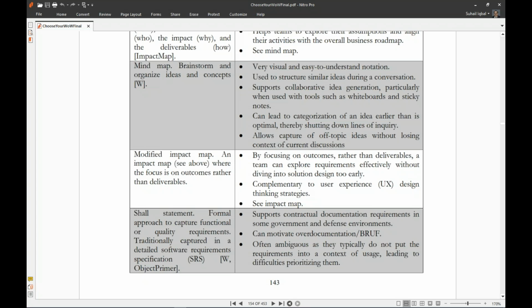Particularly when used with tools such as whiteboard, sticky notes, can lead to a categorization of ideas earlier than is optimal, thereby shutting down lines of inquiry. Allows categorical capture of off-topic ideas without keeping context of different discussions.